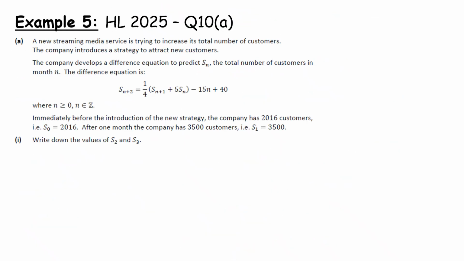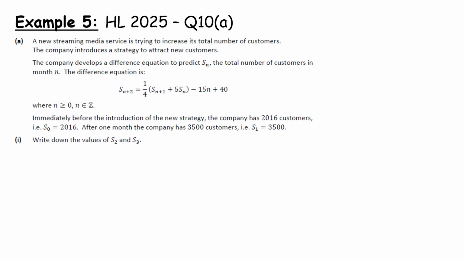So let's take a look at the 2025 higher level paper. This was question 10 part A. This is the first time we've been tested on inhomogeneous difference equations on their own. That means they weren't following a second order homogeneous question, they were a complete standalone question.